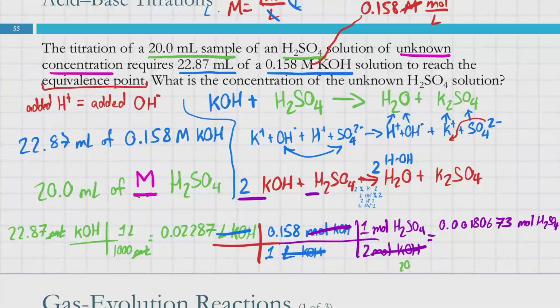So down here in the tiny little corner that I've got left, 0.0200 liters. We take our moles and divide by the liters. So the number that we got as our answer divided by 0.02, and our concentration is 0.0903 molar H2SO4.